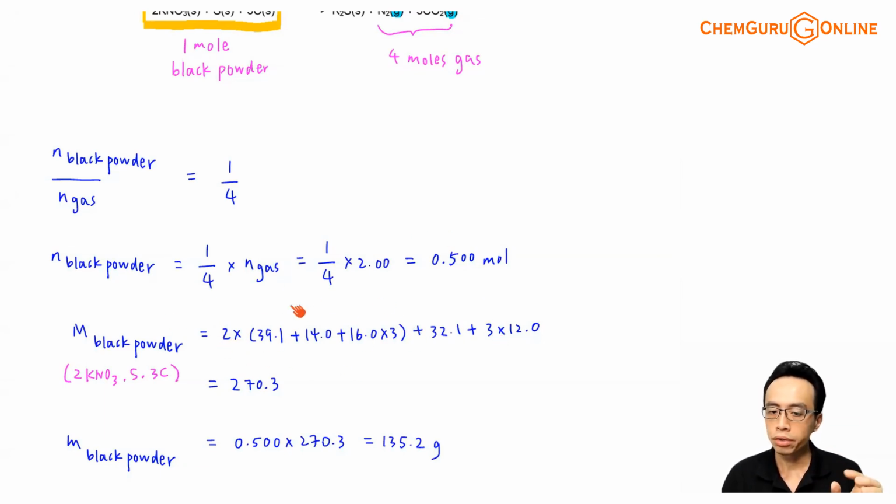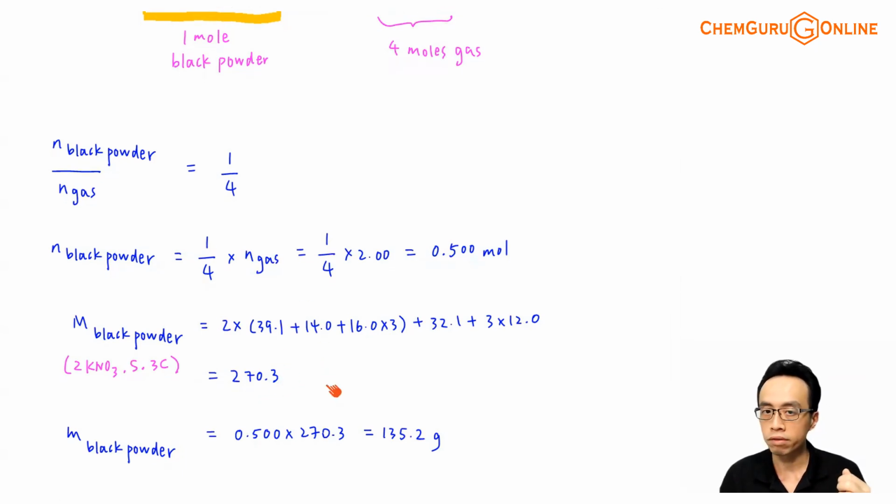I can calculate this molar mass of black powder. So this will be 2 times the molar mass of KNO3, which we have calculated previously, plus 1 unit of sulfur. So this is the atomic mass for sulfur, 32.1. Then this is the atomic mass of carbon multiplied by 3. So the molar mass for black powder will work out to be 270.3. So once we have this, I have the molar mass for black powder, I have the number of mole of black powder required, which is 0.500 mole. Then I can simply find the mass of black powder required, which is the number of moles multiplied by the molar mass, 0.5 multiplied by 270.3.